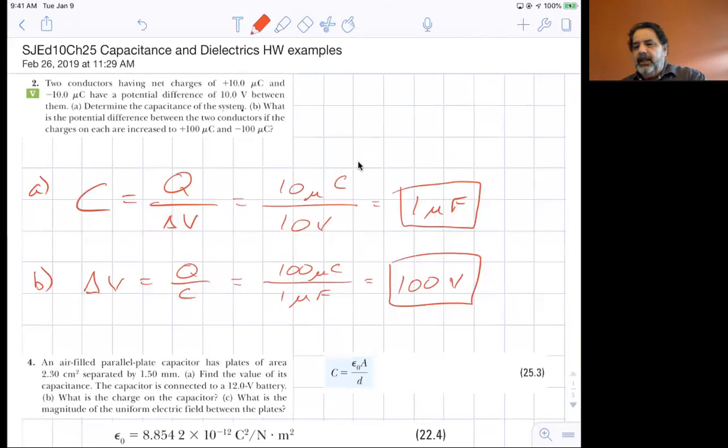So let's look at these even number problems. Two conductors having net charges of plus 10 microcoulombs and minus 10 microcoulombs have a potential difference of 10 volts between them. A, determine the capacitance of the system.